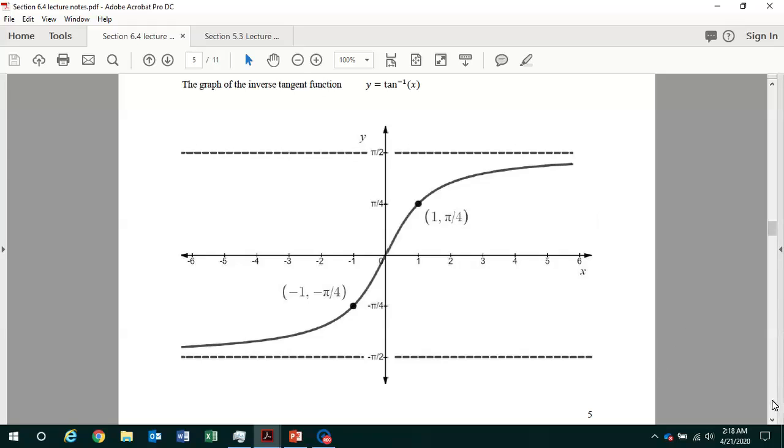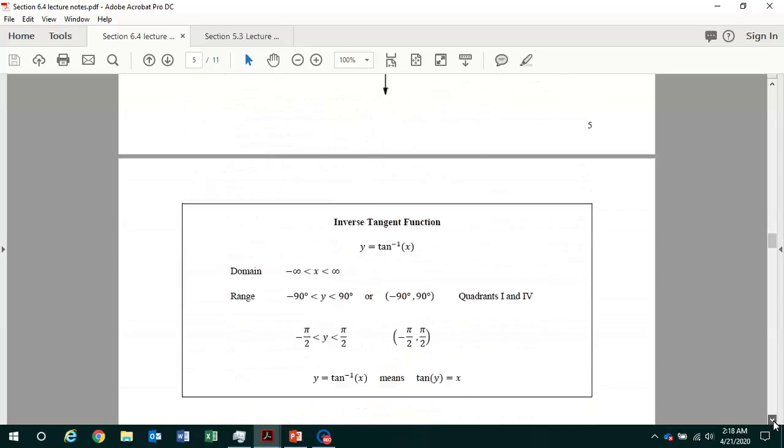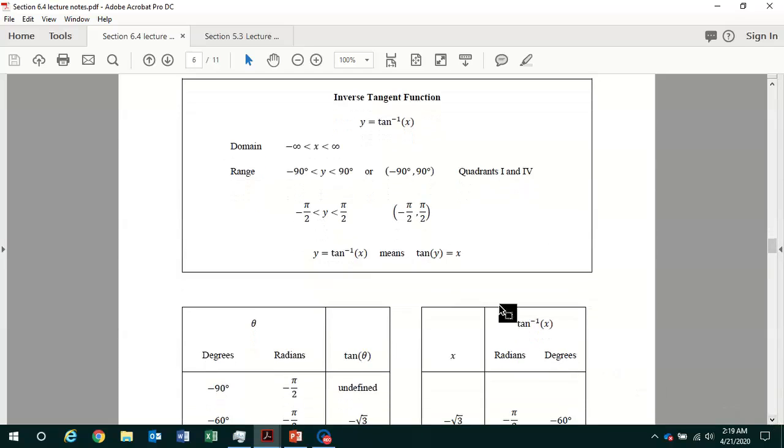So on the next page, we summarize the domain and range of the inverse tangent function. Its domain is all real numbers. You can put in any real number for x here. And output angles y go from minus 90 to 90 degrees, or minus pi over 2 radians to plus pi over 2 radians. So again, the range is from minus 90 to 90 degrees.